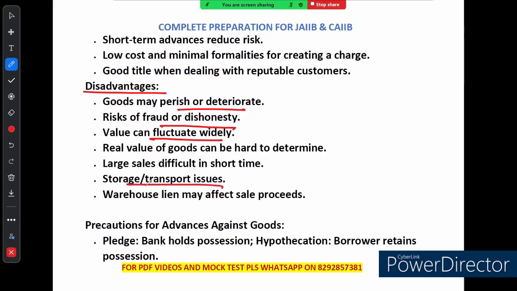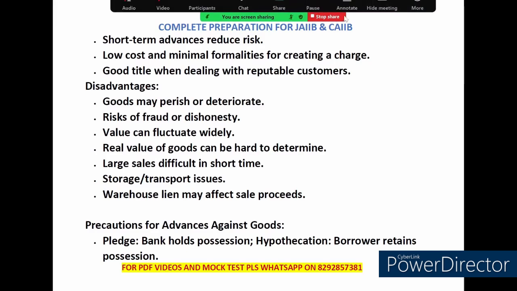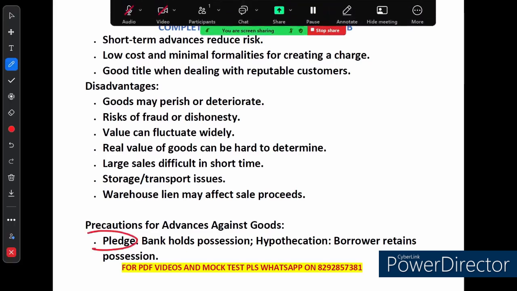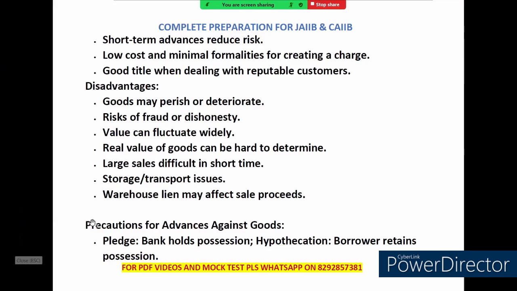Right. So now, what precautions do banks take? Banks take several precautions when giving a loan against goods. The first is, if the goods are pledged, the bank holds the goods. So suppose the goods are pledged: obviously in the case of pledge, the bank holds possession. And if it is hypothecated, the borrower keeps possession. You know the difference between pledge and hypothecation, right?